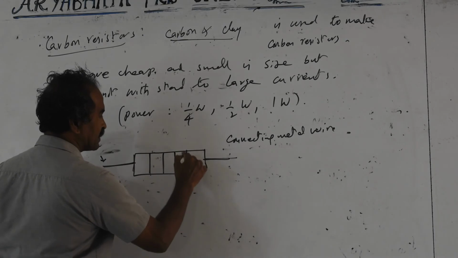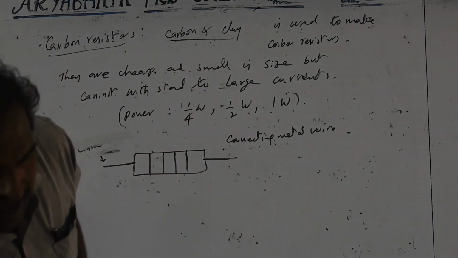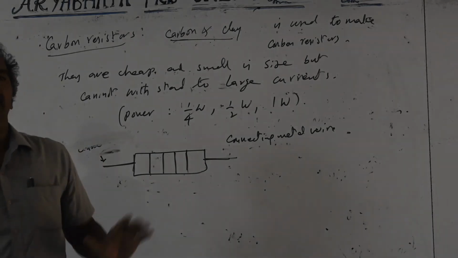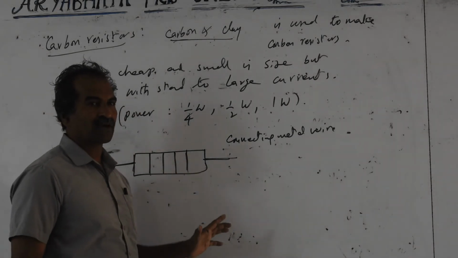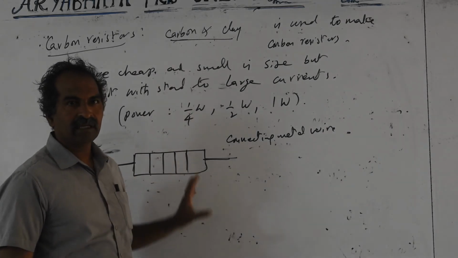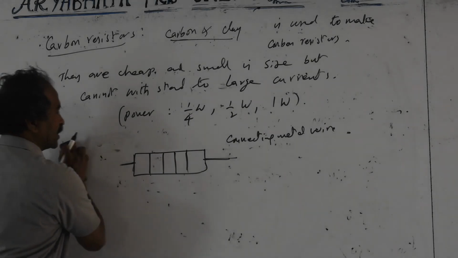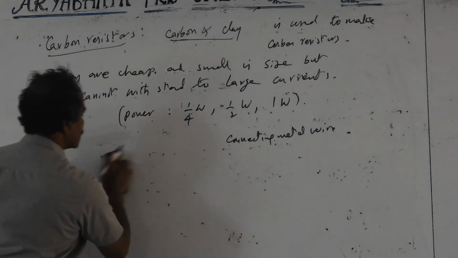4 bands will be there generally. There are different methods of finding this resistance value. Each color is given a separate number, called the color-coded number. More than 4 color bands are also there, but not followed in India in most of the cases. The higher levels you will study only in electrical or electronics engineering. You will draw this diagram.